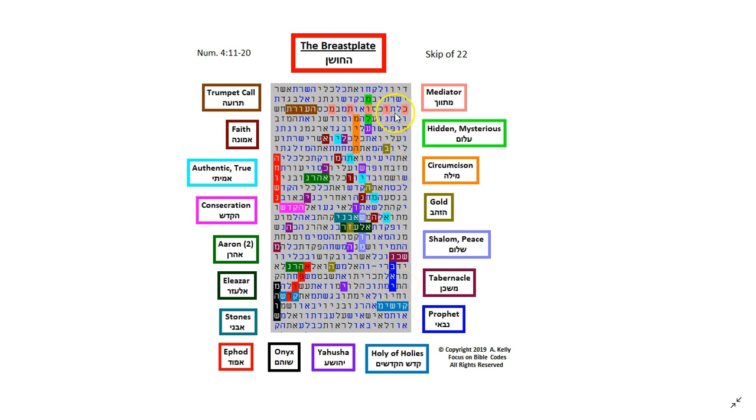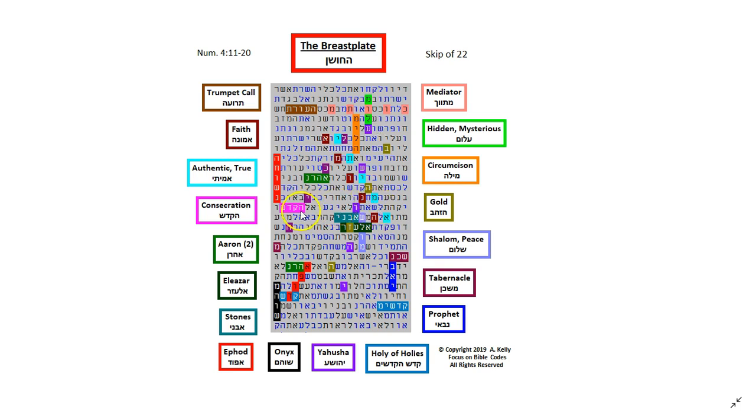Mediator is here in this peach. And the way I see this is that the priest was to be the mediator between the Israelites and Yahuwah. But the breastplate was actually a mediator between the high priest and Yahuwah to help get decisions made. Yehoshua is here in the purple, and he is our great high priest.